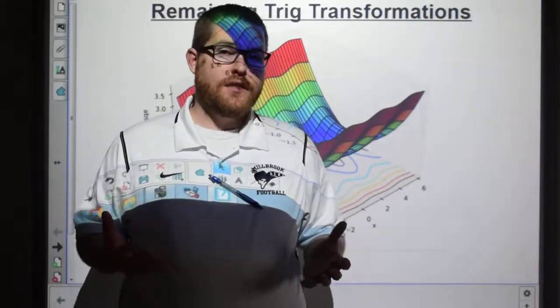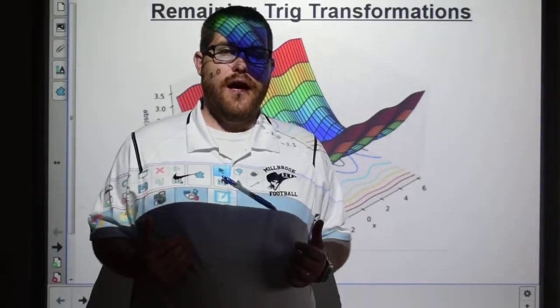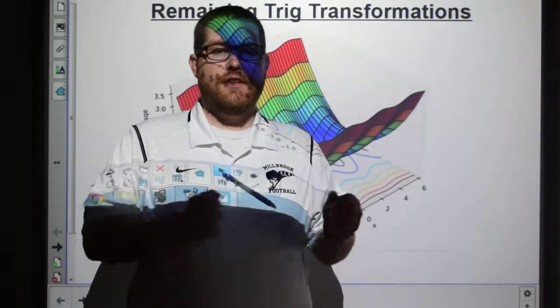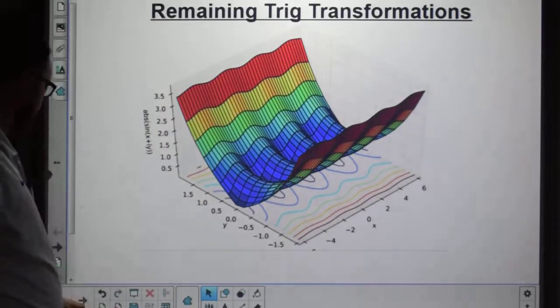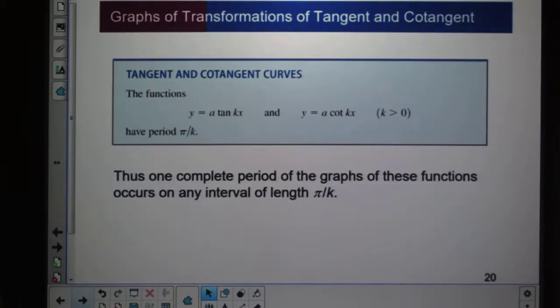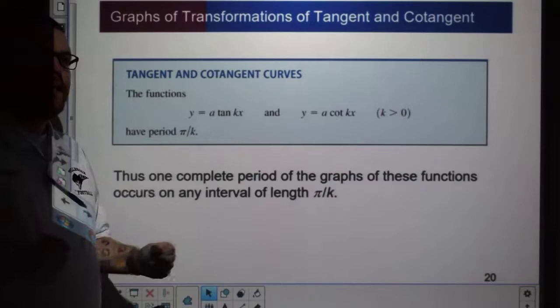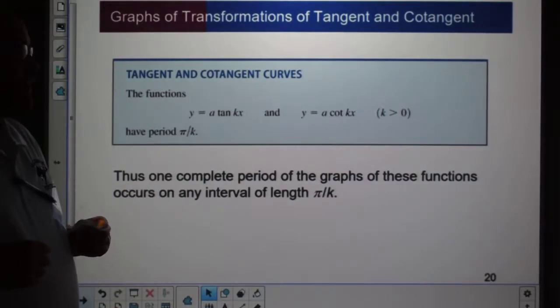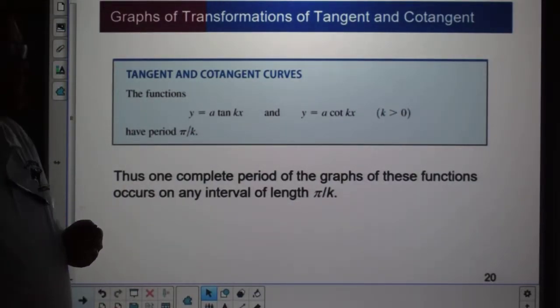This is still the same process. List the important points of the graph, do the transformations, and then regraph the important points. The first thing I want to talk about though is just remember, when we talk about the period, most things have a period of 2 pi except for tangent and cotangent.